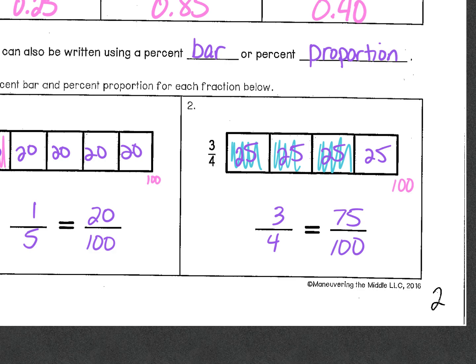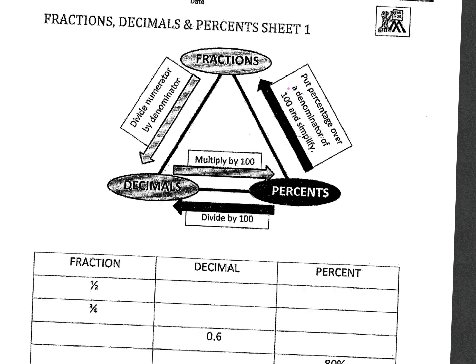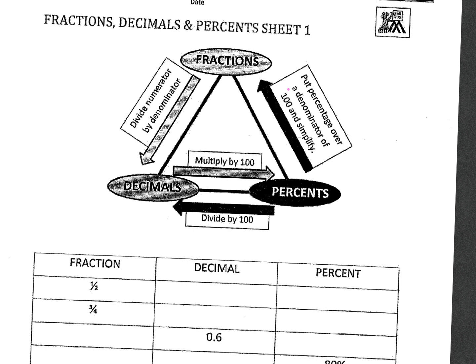Now let's go on to the next page and let's just do some practicing. If I have a fraction, I can get a decimal from that by taking the numerator and dividing it by the denominator. This is a triangle you can use. So 1 divided by 2 is 0.5.